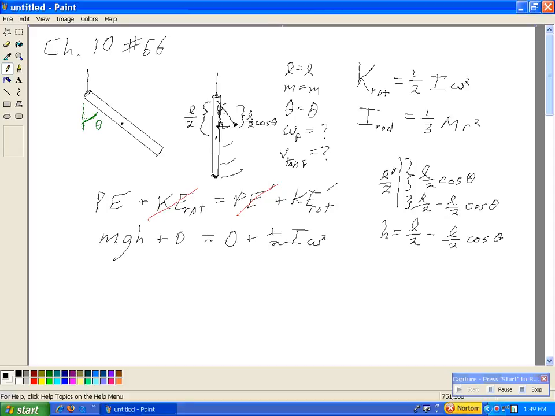We got L over 2 cosine theta from the angle that we made. The center of mass started there. So doing a horizontal line across its height, this is what we found. Simplify this. The height is the same as L over 2 times 1 minus cosine theta.